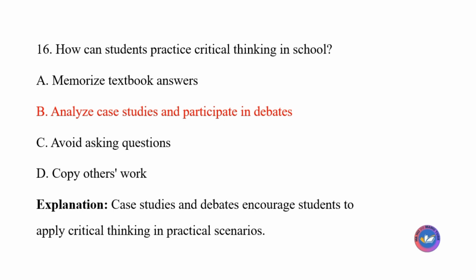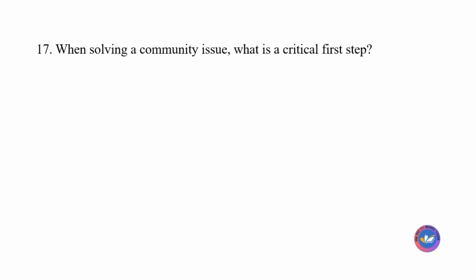Question number 17. When solving a community issue, what is a critical first step? A. Ignore the problem. B. Identify the root cause of the issue. C. Assume solutions based on past experience. D. Take action with consultation.